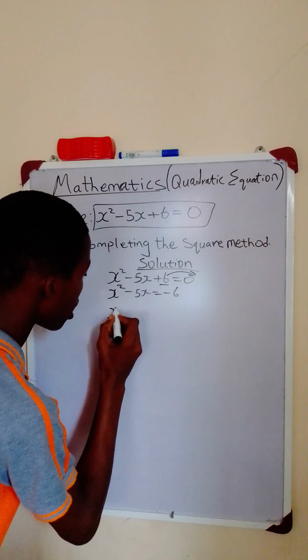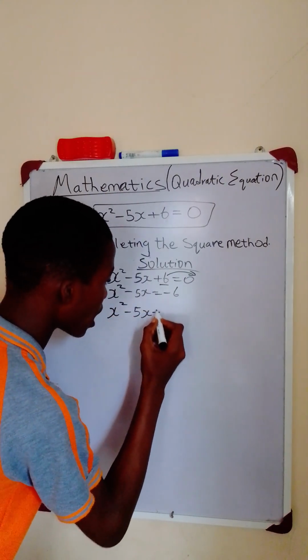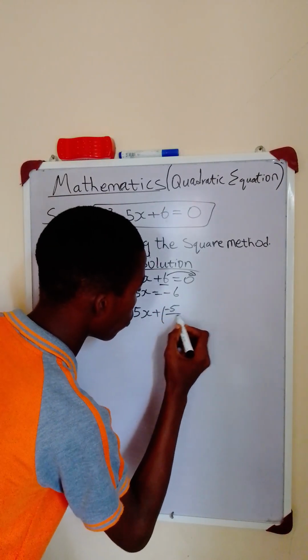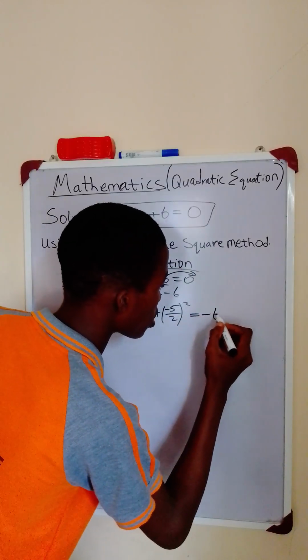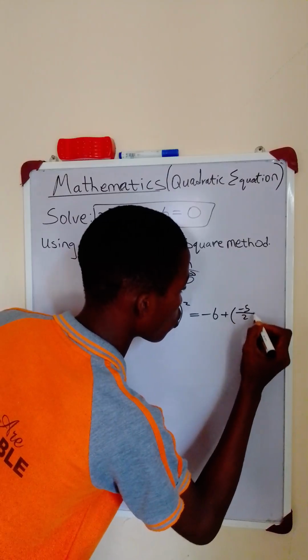So that's going to be x squared minus 5x. You need to add that term, so that is minus 5 over 2, squared. You add it to both sides. Add it to this other side. Minus 6 plus that, over 2.